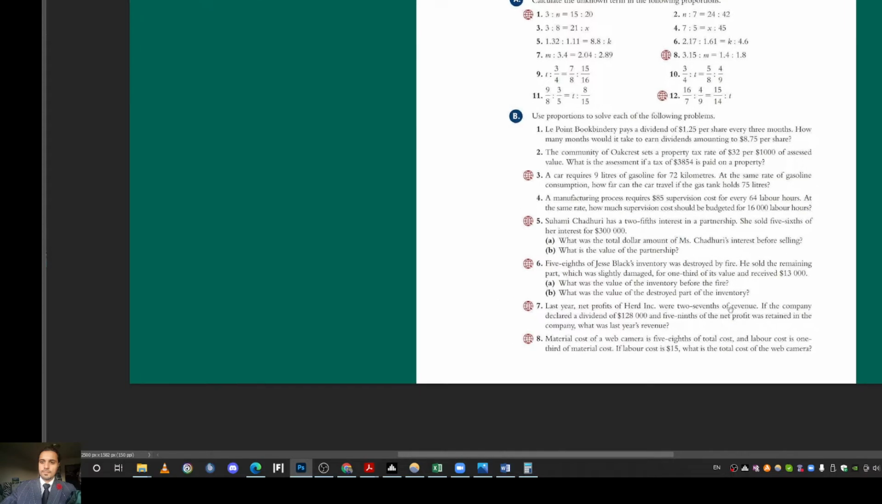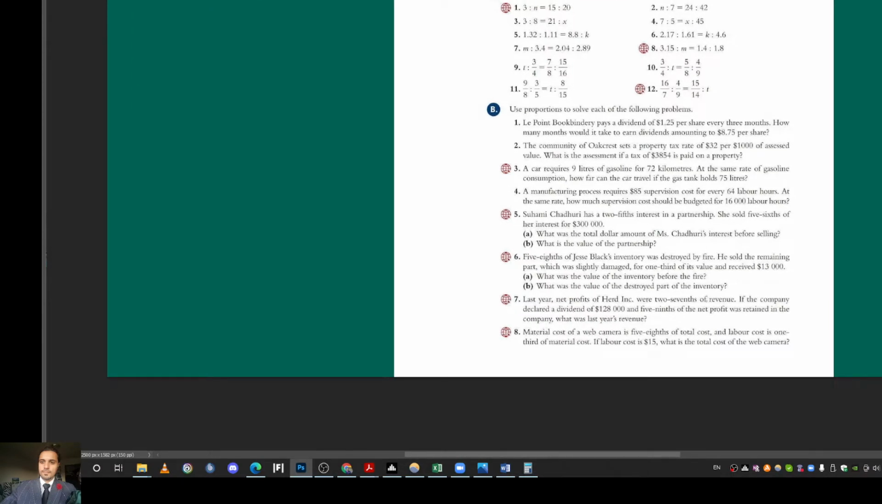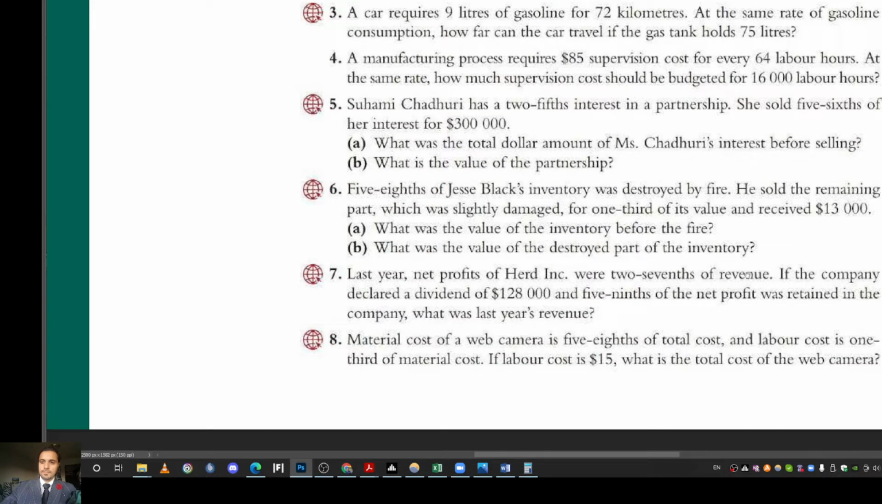If you understand what dividends mean, then this wouldn't really be an issue for you to understand what this question is talking about. If you don't, let's just pay attention. Let's say the company makes a profit of 100. If it pays a dividend of $20, then what is the leftover? $80, right? So the net profit is 2/7 of the revenue.